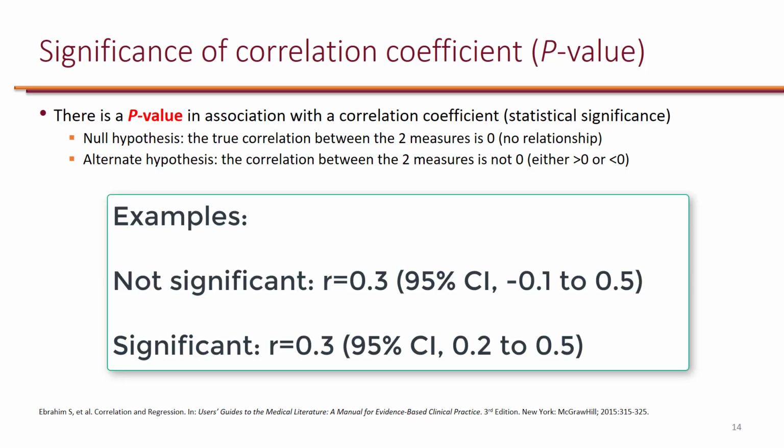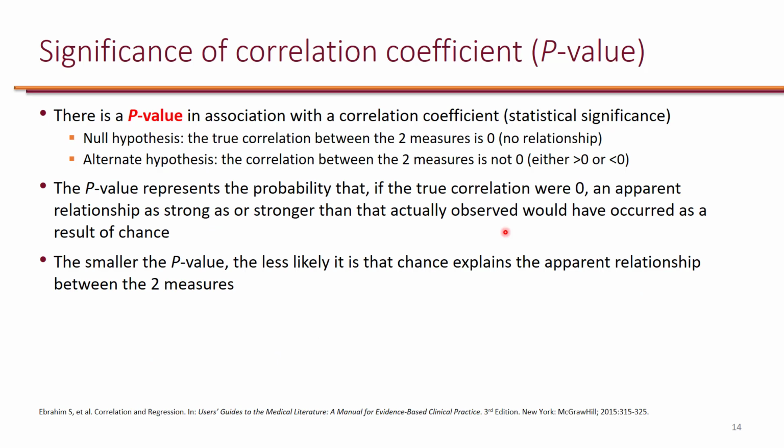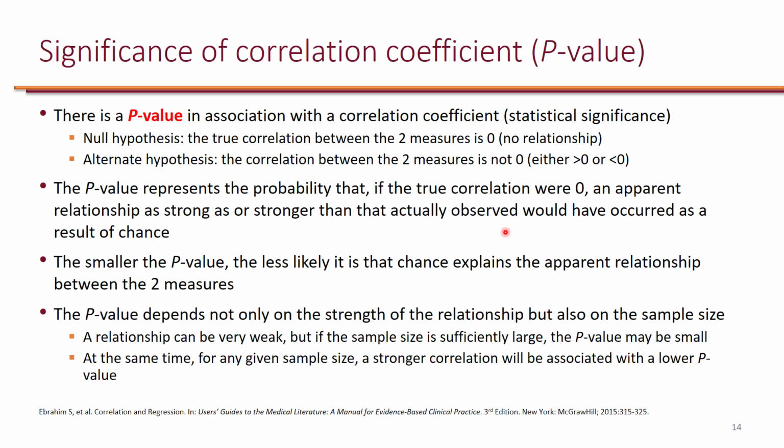Alternatively, we can also get the confidence interval for the R. So if R of 0 means no difference, the confidence interval should not include 0 in order to be statistically significant. And the stronger the correlation, the more likely that the p-value will be significant. Also, in addition, a larger sample size will be more likely to have a significant p-value for a correlation.